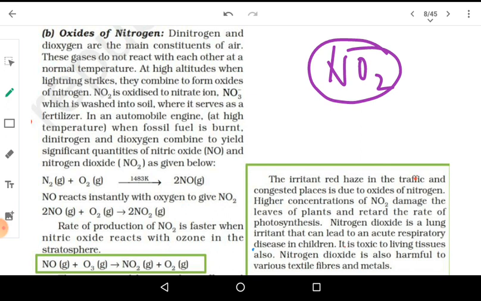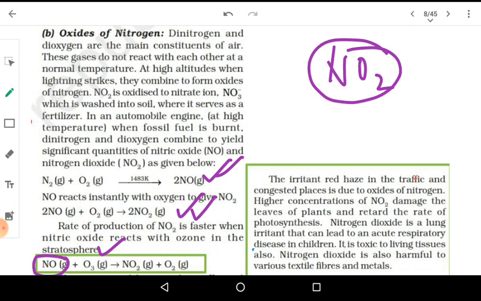So at high temperature, they react to form NO. Now this NO reacts instantly with oxygen to give NO2. The rate of production of NO2 is faster when nitric oxide, that is NO, reacts with ozone. So this particular oxide is produced in the presence of ozone, that is in the troposphere. So tropospheric ozone is not so good because it helps in the production of many poisonous and polluting substances, right? That is why tropospheric ozone is also known as bad ozone.